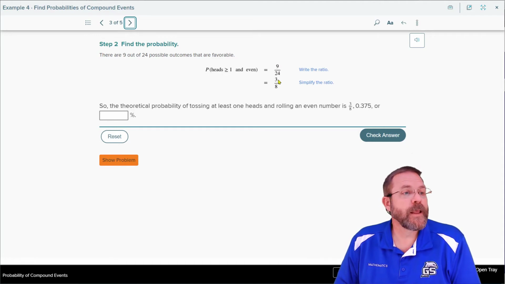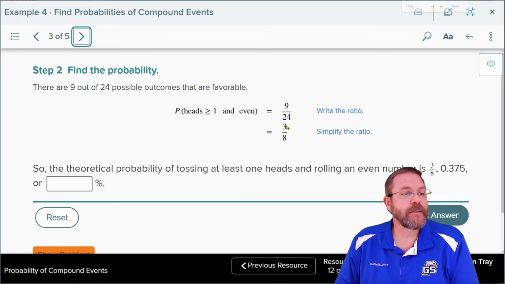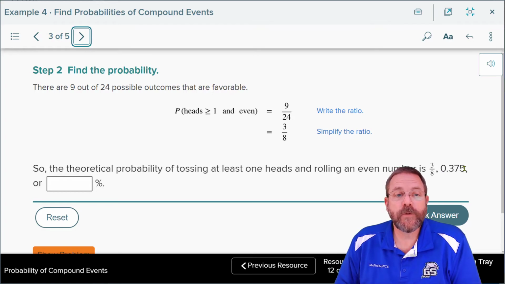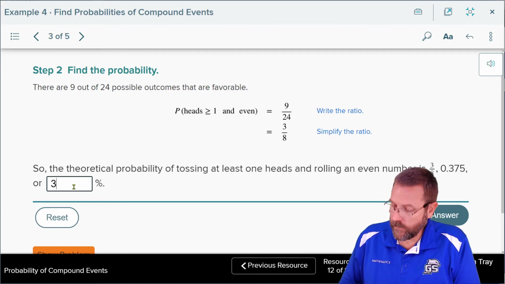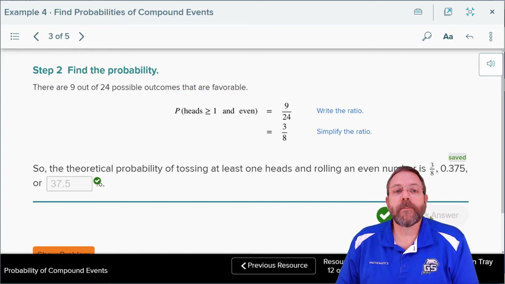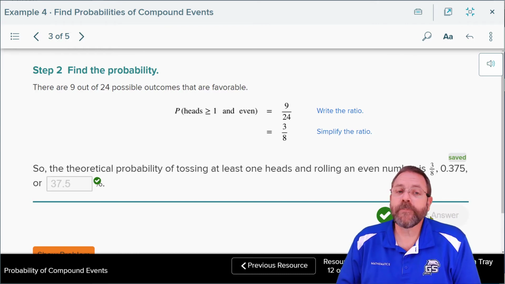That simplifies down to a 3 out of 8 chance. Go ahead and zoom in a little so you can see that. And 3/8 is also known as 0.375, written as a decimal if you divided it out. That equates to a percent of 37.5. You change a decimal to a percent by bouncing it 2 spaces to the right and adding a percent sign. That's all there is to doing that one.